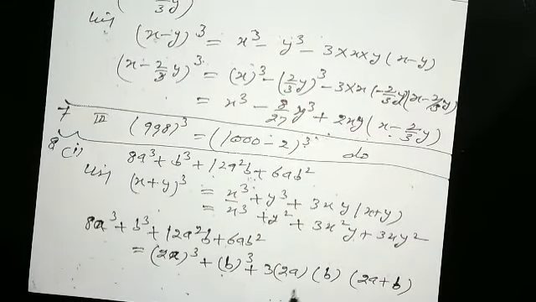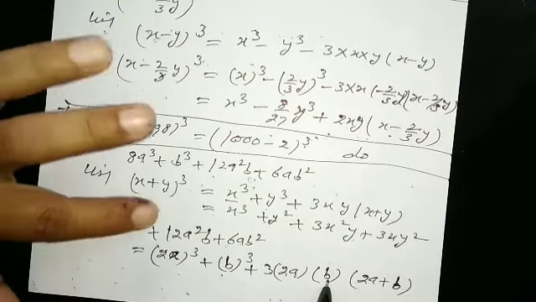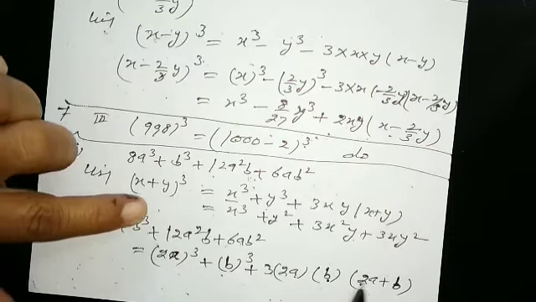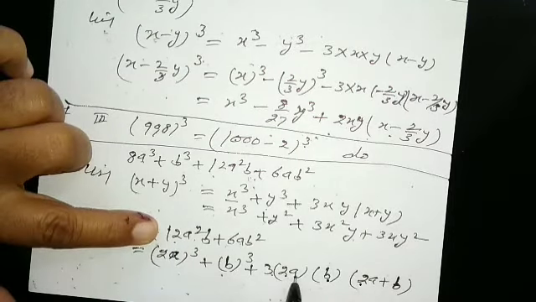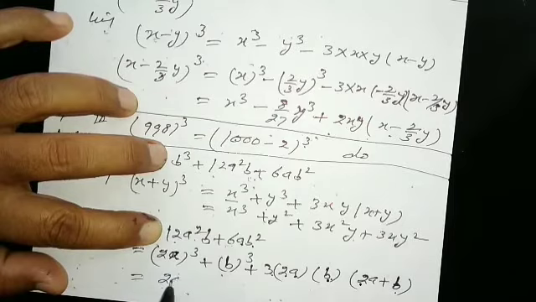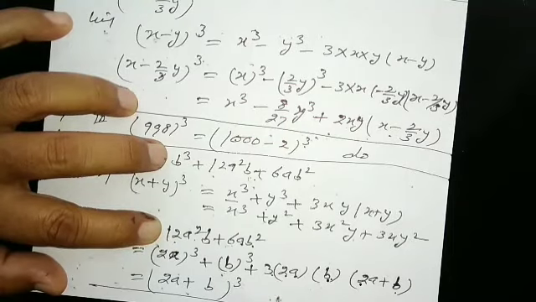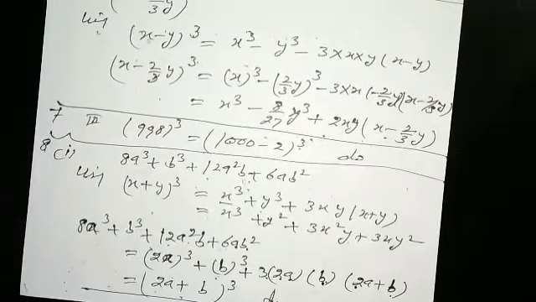Make verify. 3 times 2 is 6, ab, and 6 times 2 is 12, so 12a². This is 12a². And 3 times 2 is 6, so 6ab². So verified. Now close this: 2a first, b second, and the whole cube. So this is the reverse process which is used here.